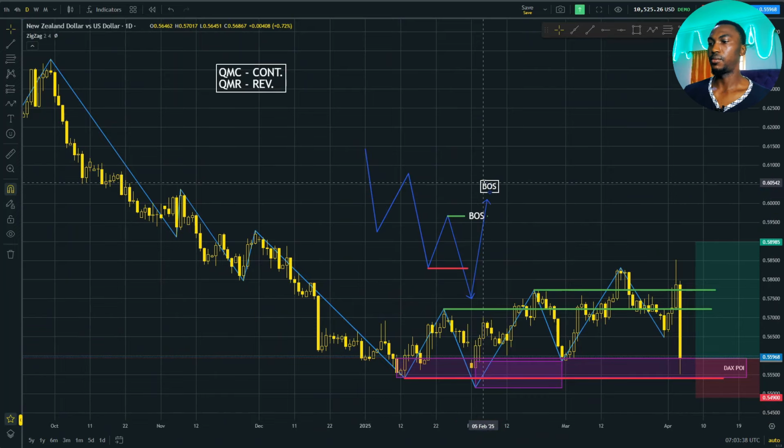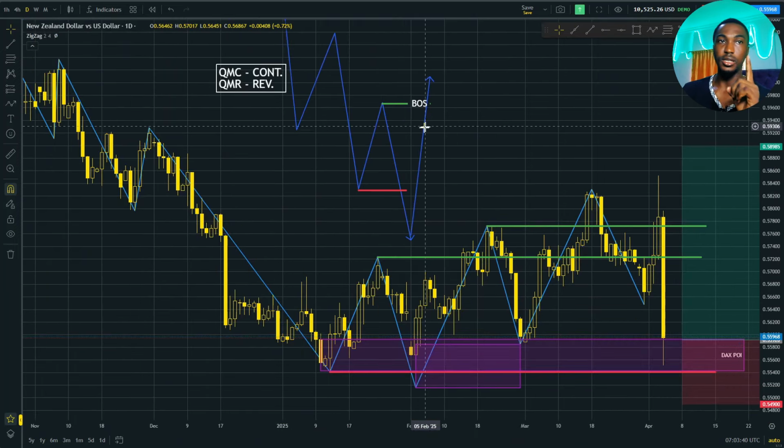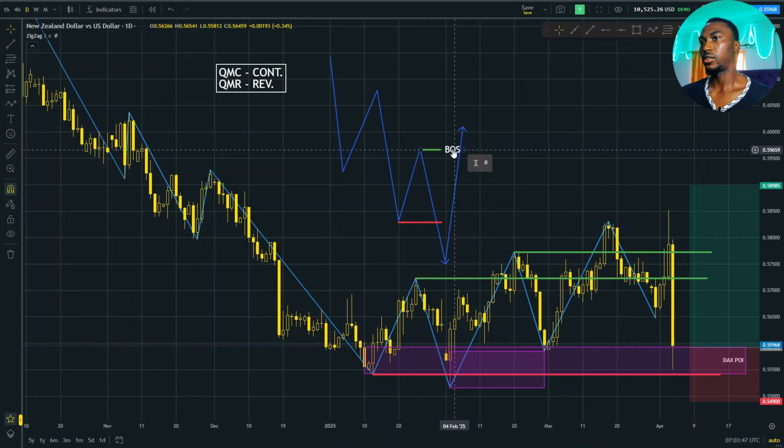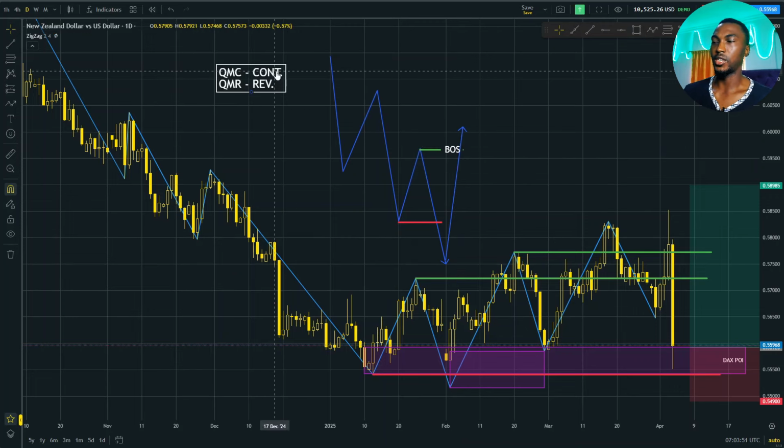Okay, so if this is rated as a break of structure, what happens is this, right? Sorry, I'm a perfectionist to one extent. I like to have it perfect. So after this break of structure, what makes a QMR? The QMR comes first before the QMC.